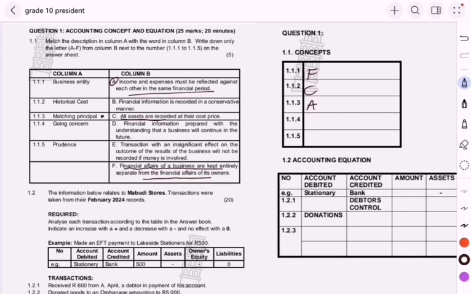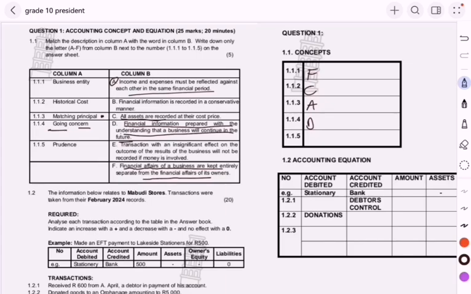Right, and then 1.1.4, going concern, of course, that is going to be our D because they're saying to us financial information prepared with understanding that the business will continue in the future. Of course, it's an ongoing thing, going concern. So it's a concern that has to go on now and then. So it's not just a present concern, it has to be a present and a future concern. Hence, they're saying going concern. And it's a concern that takes place even in the future.